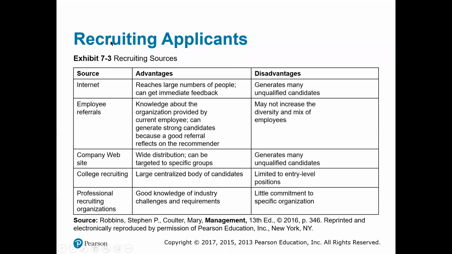Recruitment, how does recruitment happen? It can happen through the internet. The advantages: you can have a large audience and a large number of applicants. You might have immediate feedback, but also because of the internet, you might generate a lot of unqualified candidates applying. So perhaps companies that use the internet as a source are also using software that searches for keywords in the resumes and filters these unqualified candidates so that you don't have to talk to them.